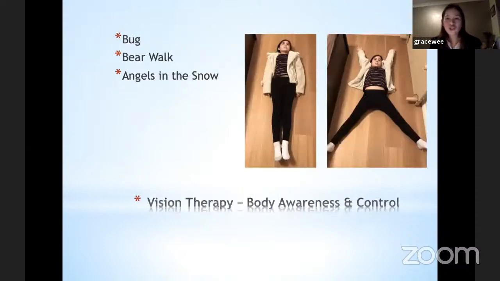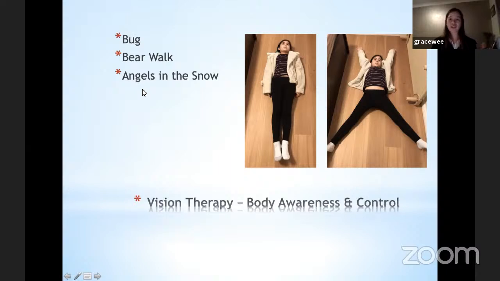Okay, and so as I mentioned before about body awareness and control, the anti-gravity circle, where am I in space? It all starts with the self first. So if we detect that in a child that they have no idea where they are in space, we've got to start with them first before we can apply it to processing visual information on the page. So examples of body awareness and control, we've got the bug game, we've got the bear walk, and we've got the angels in the snow.